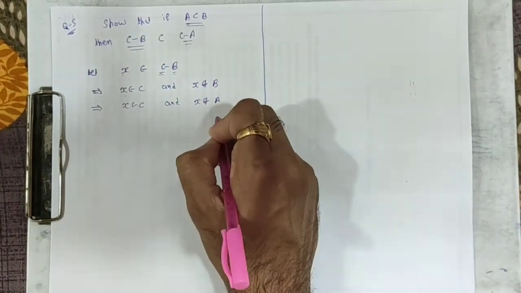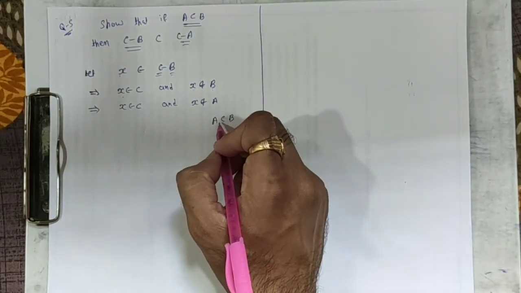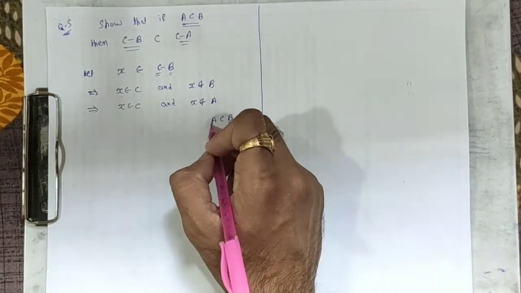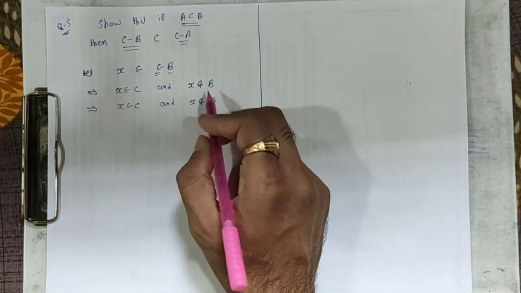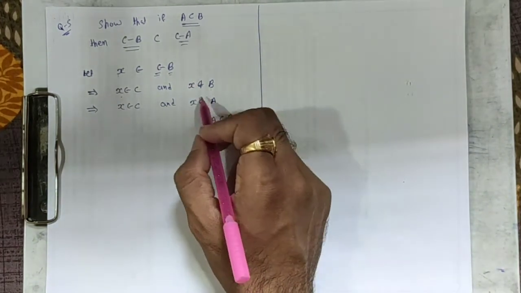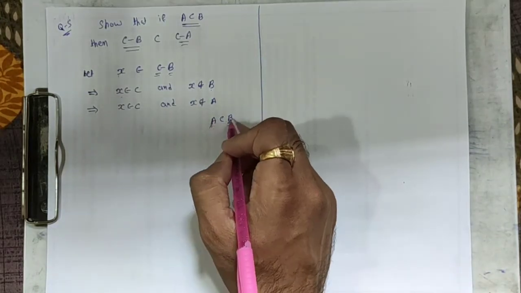Why? Because A is the subset of B. As A is the subset of B, x does not belong to B. All the elements of A lie in set B, and x does not belong to B, and that's why x does not belong to A. x is not in B, and all the elements of A are in B, so x will not be in A either, because A is a part of set B.